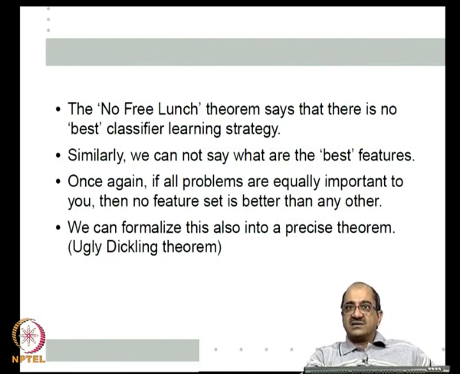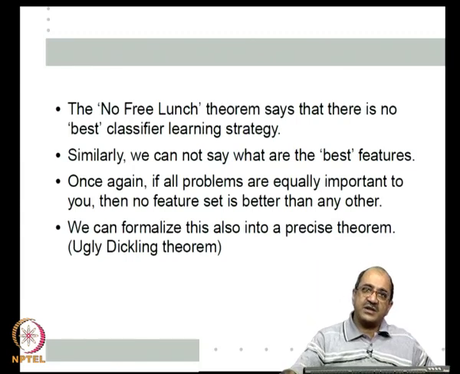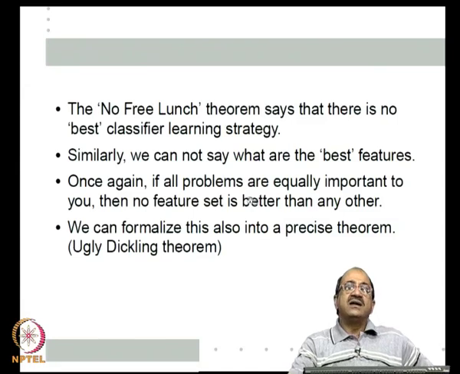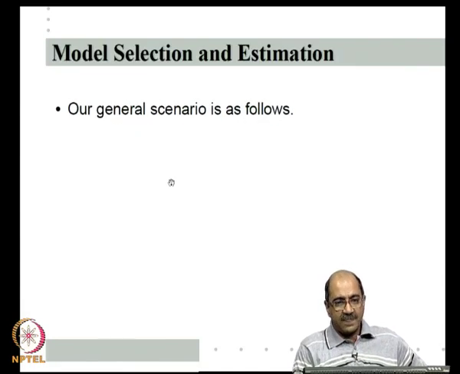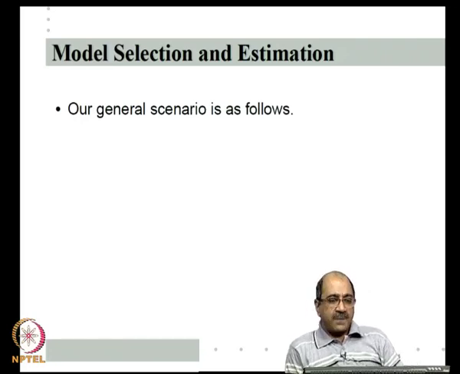So, that is what it says, that there is no such thing as the right feature set. Right. If all problems are equally important, then no feature set is better than any other. This theorem is called the ugly duckling theorem. Anyway, I said we are not formalizing this. So, this is one generic issue about classifier design. So, we understand now that there is no inherently superior classifier design strategy. Now, a few other generic issues.